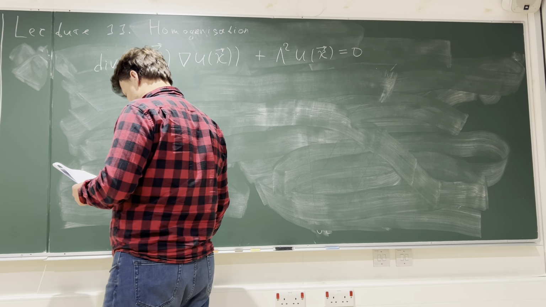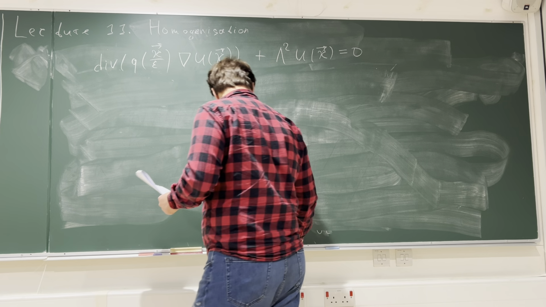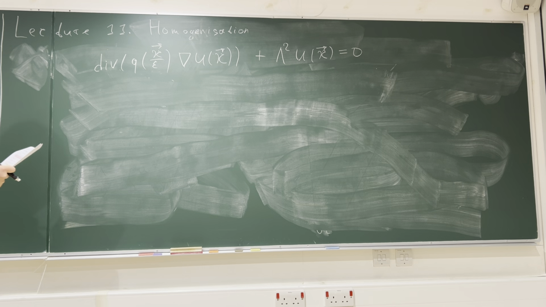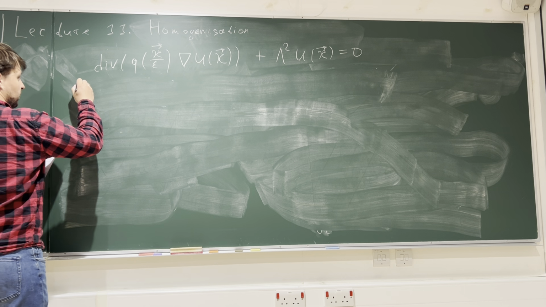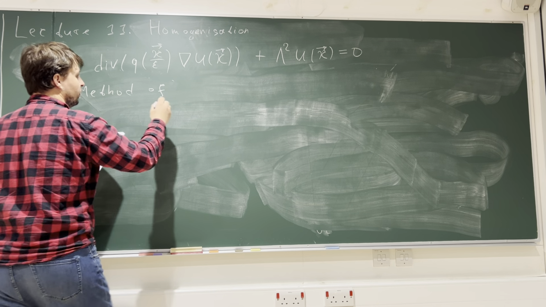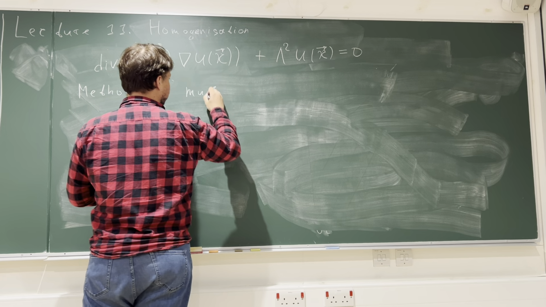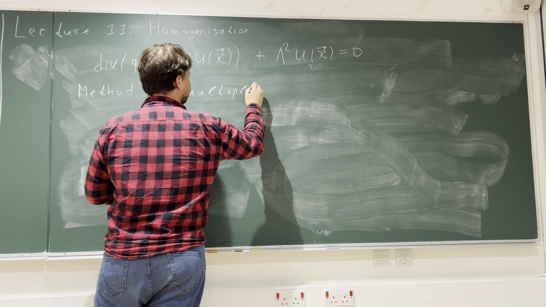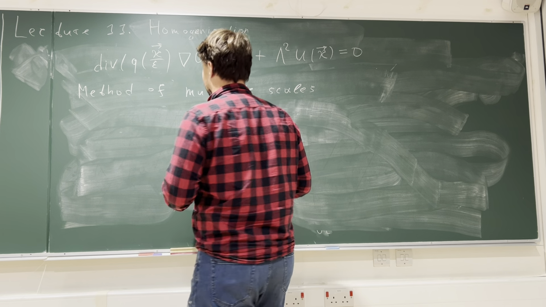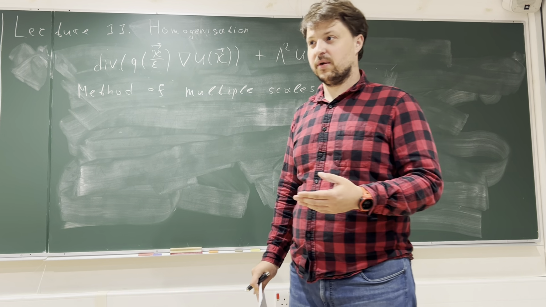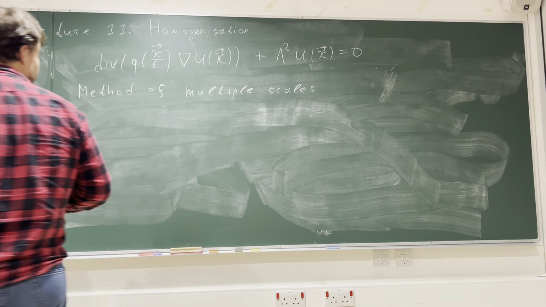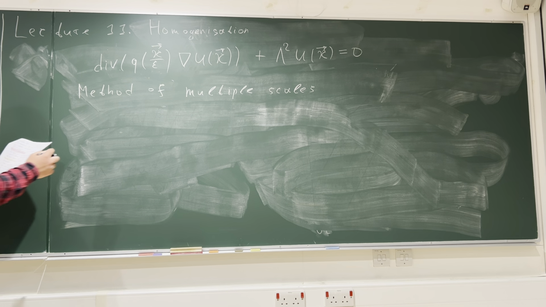So, this thing is done. Homogenization is done using the method of multiple scales. Have you heard about it before? You heard about it, yeah. Good.